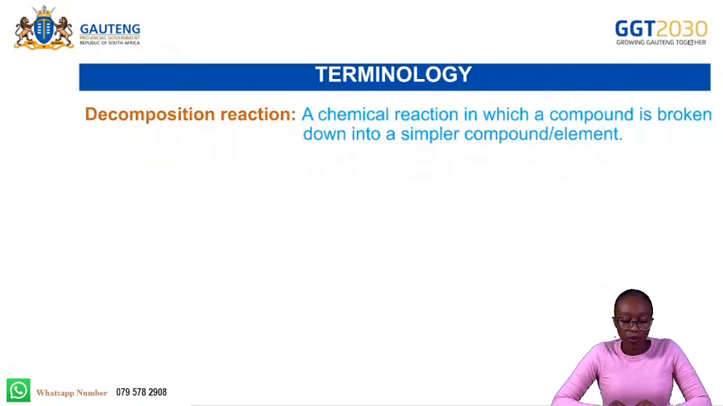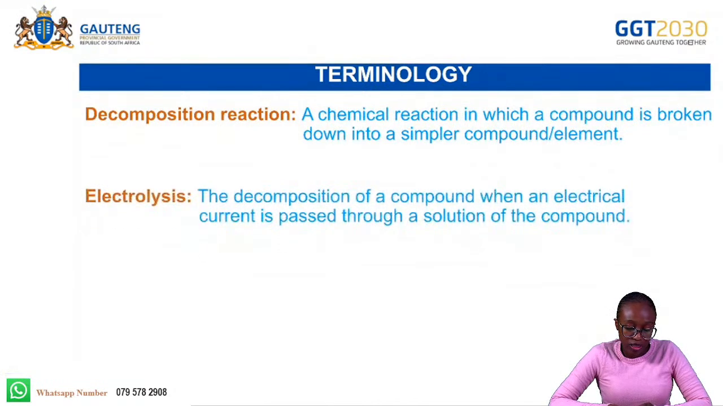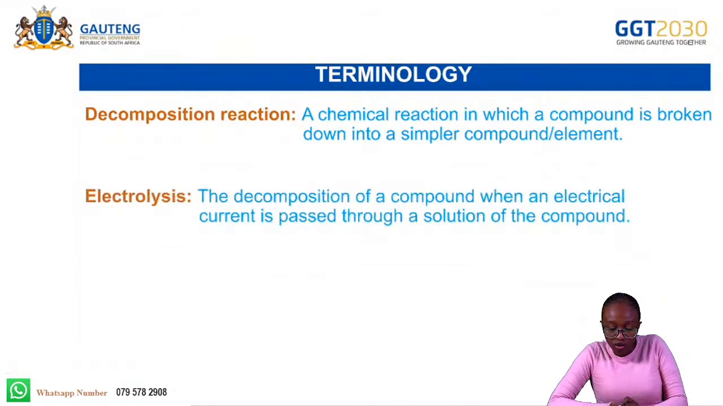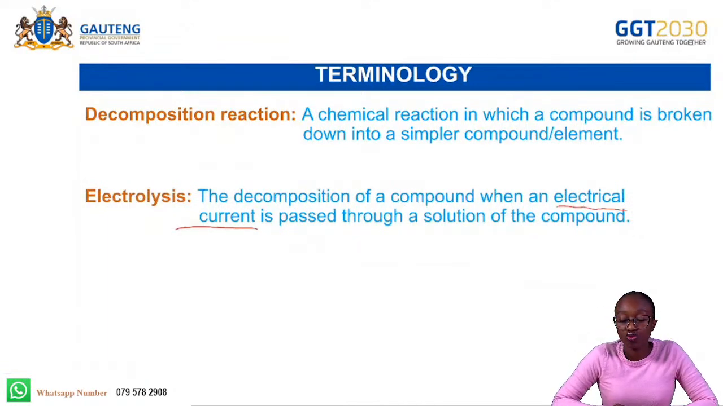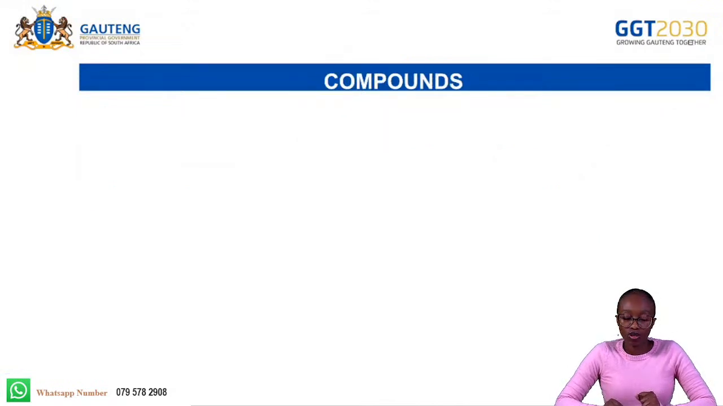Decomposition reaction, quite a mouthful, isn't it? A chemical reaction in which a compound is broken down into simpler, it could be a simpler compound or a simpler element. So this is when we are breaking down a compound. And then electrolysis, this is the decomposition of a compound when an electrical current is passed through a solution of the compound. So now we are done with our terms.